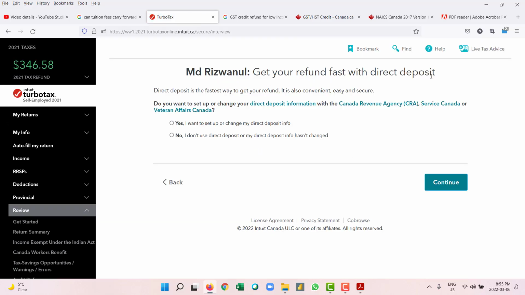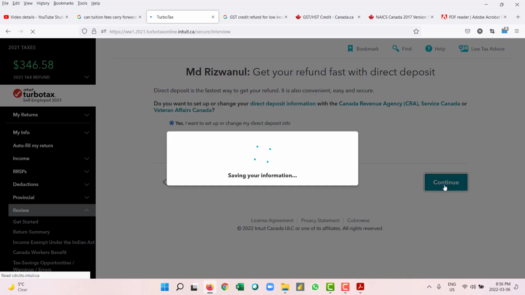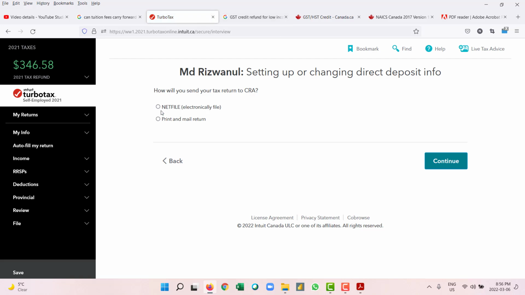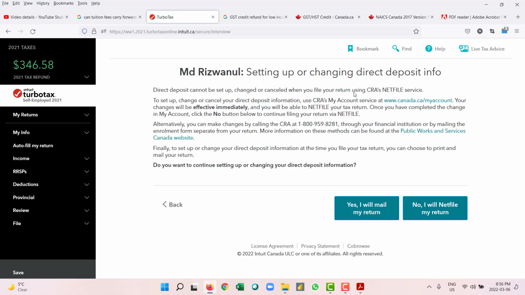Get your refund fast with direct deposit. Do you want to set up or change your direct deposit info with Canada Revenue Agency and Service Canada? Yes, I want to set up or change my direct deposit info. How do you send your tax return to CRA, NETFILE? Direct deposit cannot be set up, changed, or cancelled when you file your return using the CRA NETFILE service. Do you want to continue setting up direct deposit? Yes, I will mail my return.